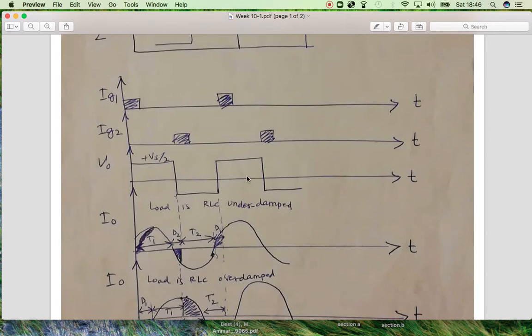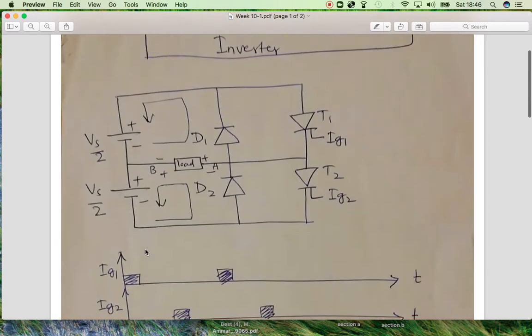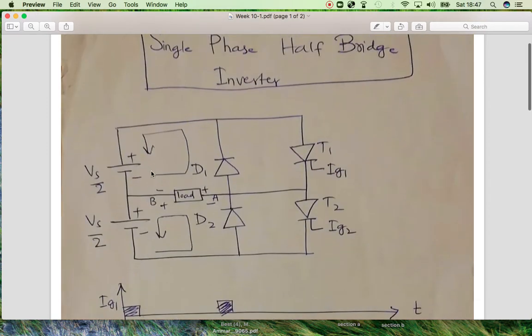So this procedure continues, and this is another diagram of the current. If the current is lagging the voltage, then you can see the voltage is coming before and the current is coming with a delay. So in that case, when the voltage is positive and the current is negative, then the current is being supplied by the load and passing through the D1 diode.